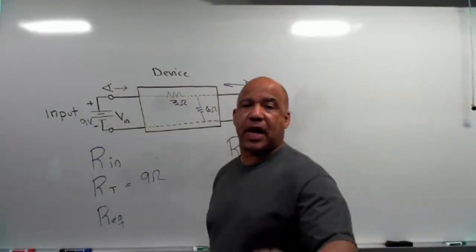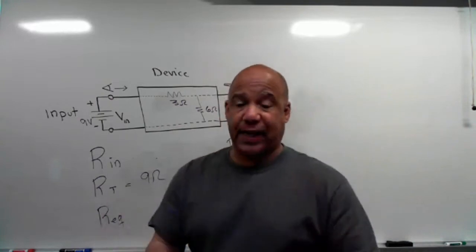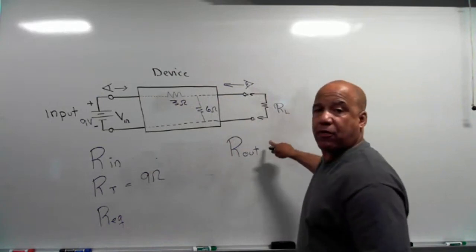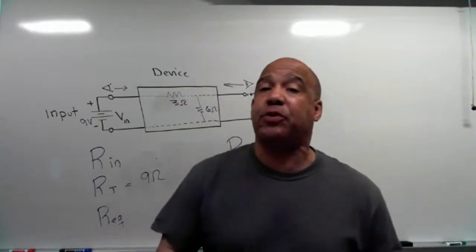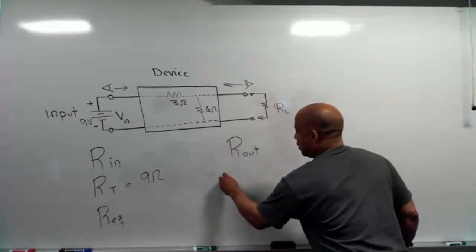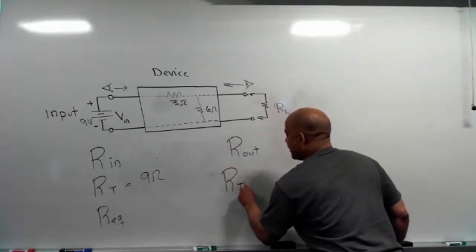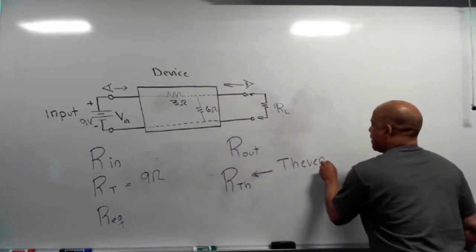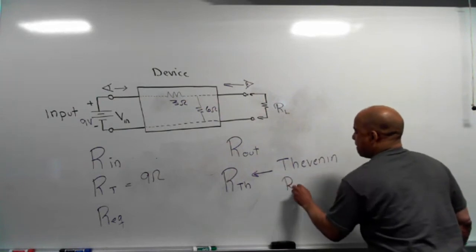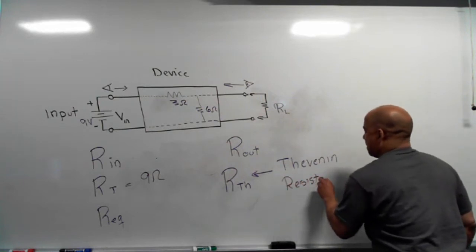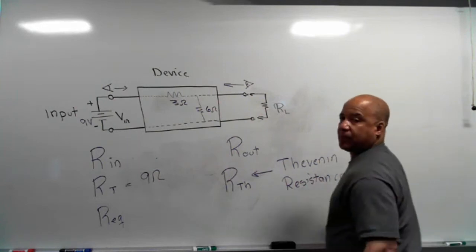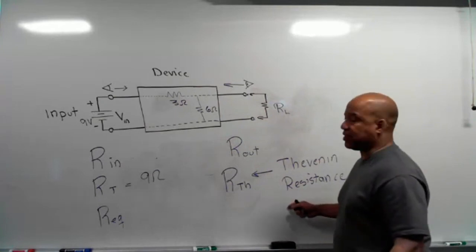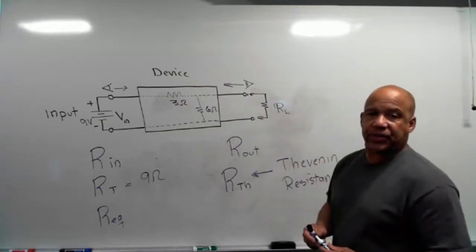Now there's another name I'm going to give it. I want you to write it down, and I'll explain it in a few minutes. The output resistance is the resistance from the point of view of the load. But the output resistance has another name too. The output resistance is called RTH, and that stands for the Thevenin resistance. RTH is called the Thevenin resistance, and it's also the output resistance.